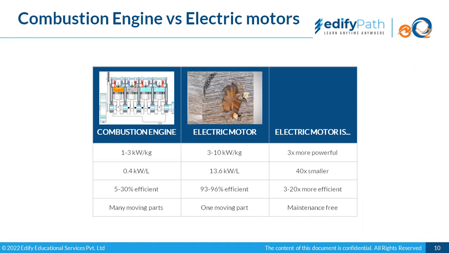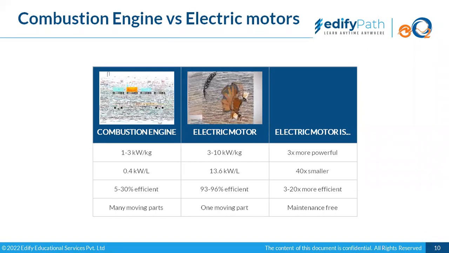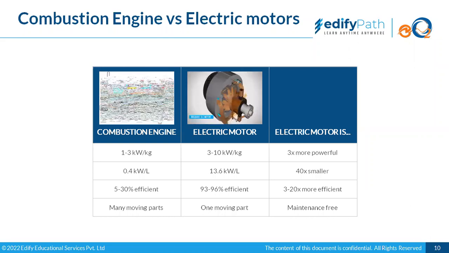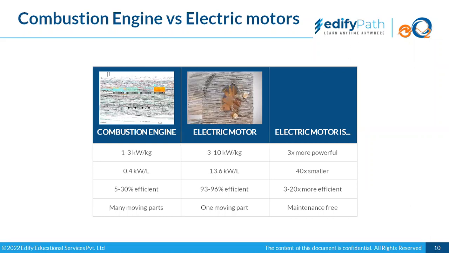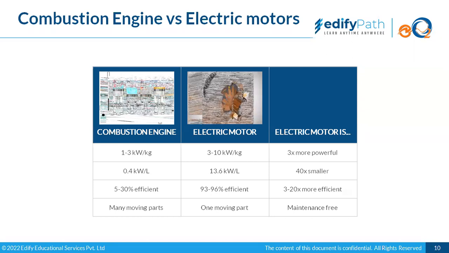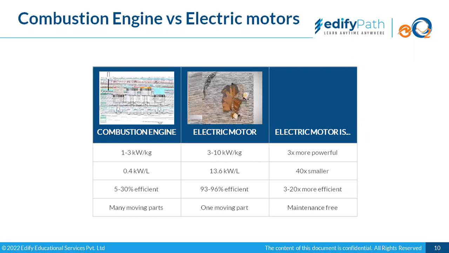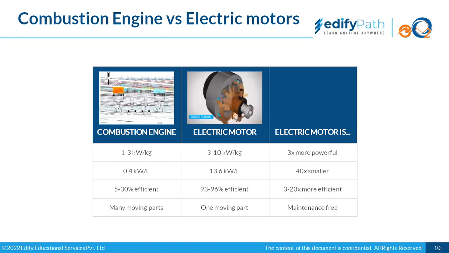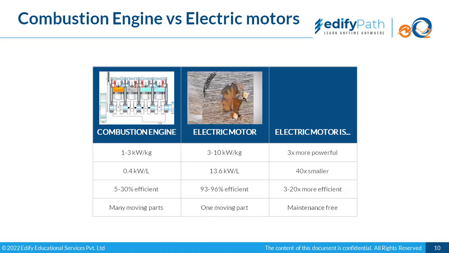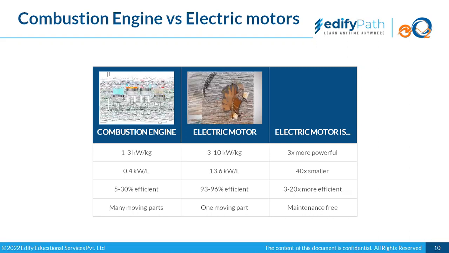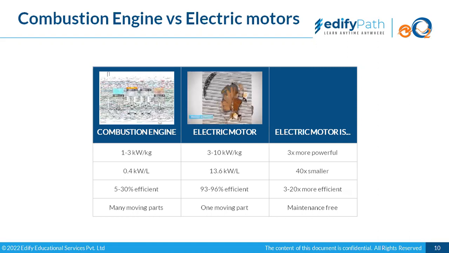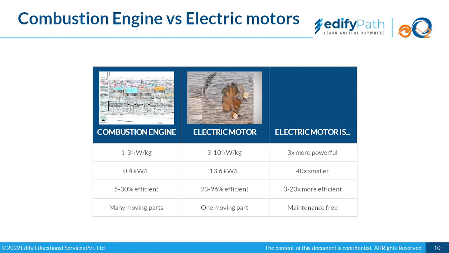So 0.4 kilowatt per liter is the power density of the combustion engine, whereas 13.6 kilowatt per liter is that of the electrical motor. So volume wise also, the electrical motor would be 40 times smaller for the same amount of power. 5 to 30% is the efficiency of the combustion engine, whereas the efficiency of the electrical motor can go as high as 93 to 96%. So that is again 3 to 20 times more efficiency.